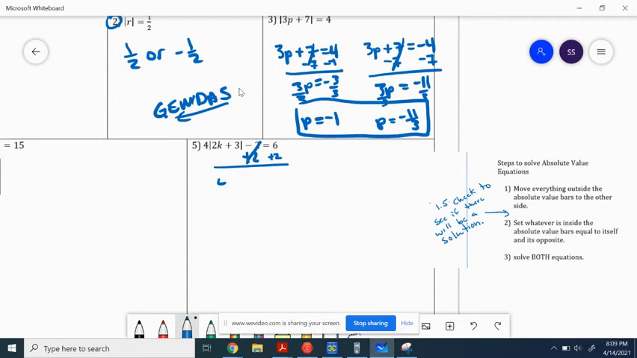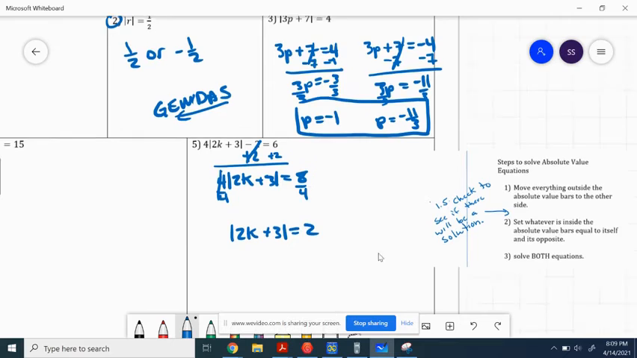All right, so now I'm left with 4 times the absolute value of 2k plus 3 is equal to 8. Now I want to get rid of this 4. I do so by dividing by 4. That's equal to 1, so that's not going to change anything. It's essentially eliminated. So the absolute value of 2k plus 3 is equal to 2.